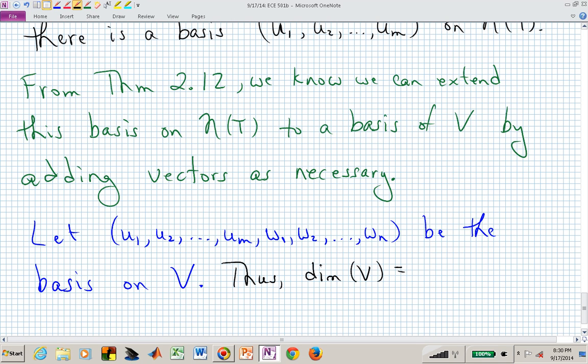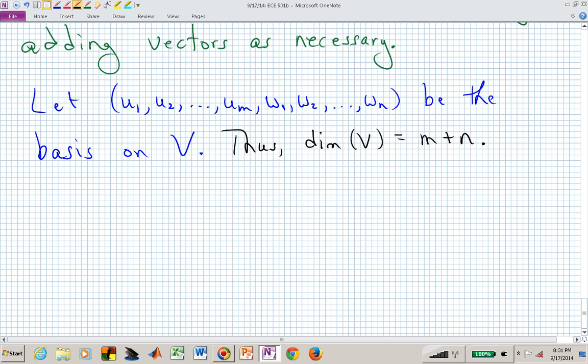We had m vectors that formed a basis of the null space of T. We needed to add n more of those to obtain a complete basis for our domain. And we now know that the dimension of our domain, vector space V, is the sum of m and n. Now we really just have a basis for the domain and a basis for our null space.